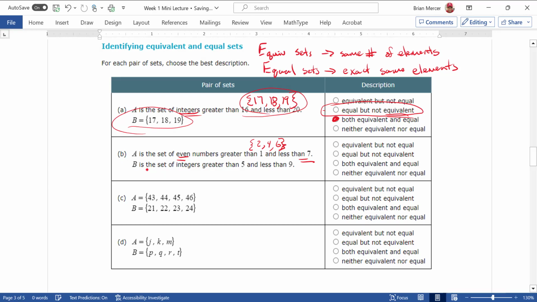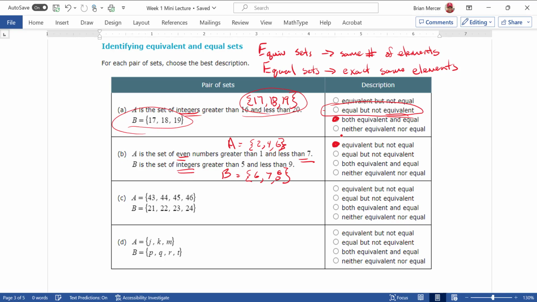Here, part B, the set of integers greater than 5 and less than 9. So greater than 5 would mean start with 6 and 7 and 8, and then to be less than 9, I'd have to stop there. So that contains 3 elements. Set B contains 3 elements. And set A also contains 3 elements. So they are equivalent sets, but they're definitely not equal because they're not the exact same elements.